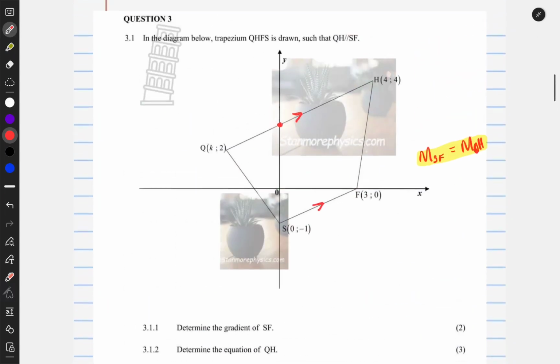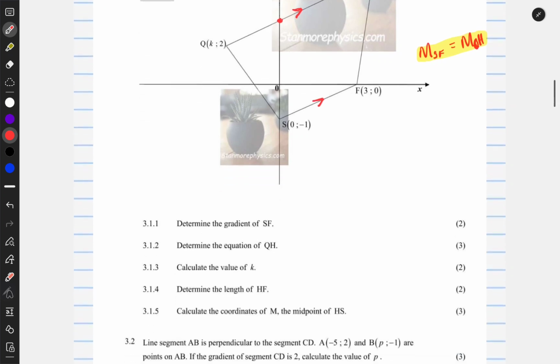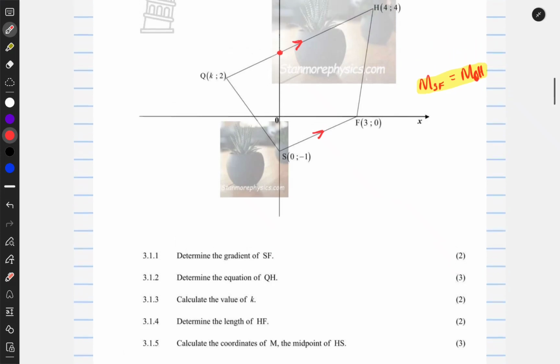Okay, now let's come here and see if it makes sense. So k is on the negative side of the x-axis, so it does make sense. And then from there we're asked to determine the length of HF.